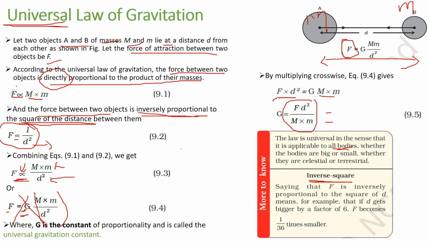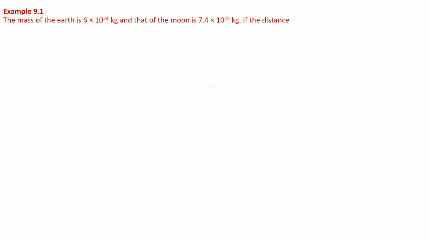If I increase the distance by 6 times, the force will be reduced by 36 times. So its effect is square, square effect. Now that we derived the formula for the universal law of gravitation, let's do some calculations and find what is the force of attraction between two bodies.